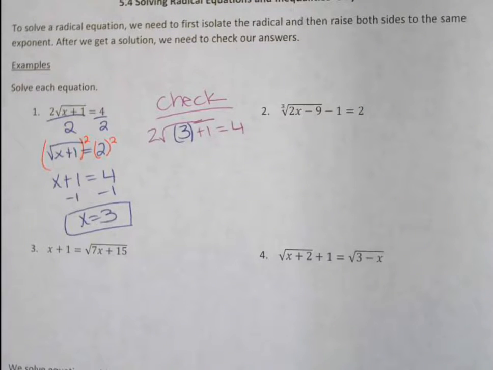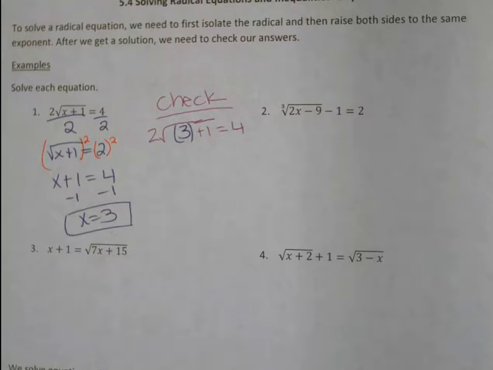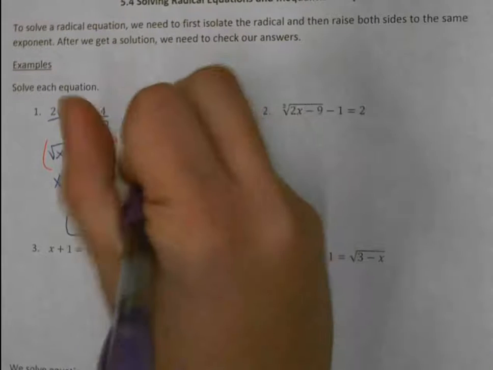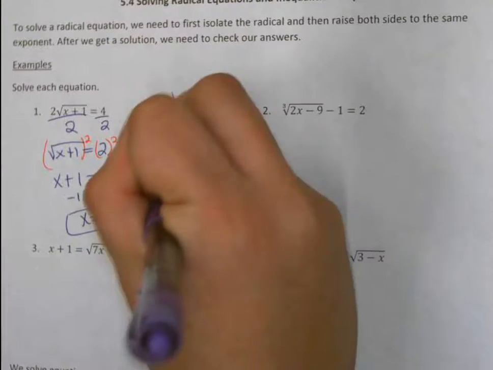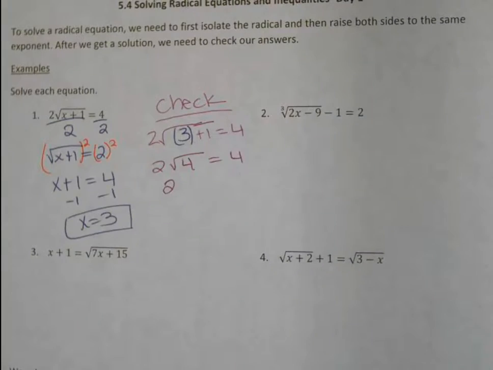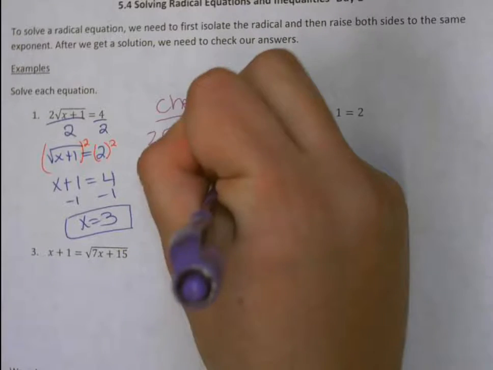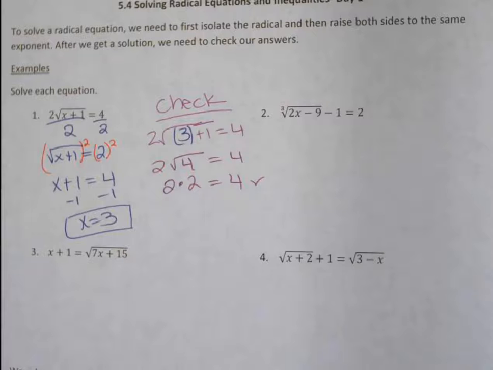That's all you have to do? That's it. Well, I need to solve it and make sure both sides are the same. So I get 2 times the square root of 4 equals 4. And then when I'm checking, I always take the positive square root. So it's going to be positive 2, which is true. Questions on number 1?